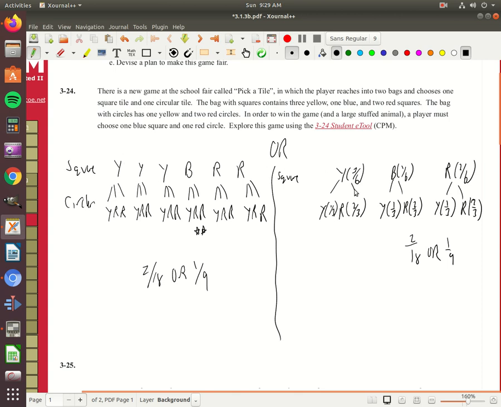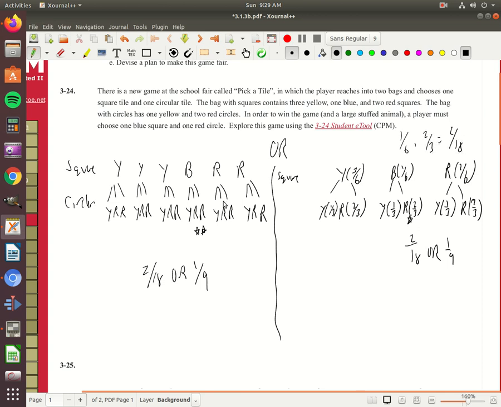Now, the square, again, you can see it's the same information. 3 of these 6 are yellow, 1 of these 6 is blue, and 2 of these 6 are red. From there, you're either going to get a yellow or red. 1 of the 3 is yellow, 2 of the 3 are red. So I get the same thing. And again, to win, you need to end up right here. 1/6 times 2/3. And obviously 1/6 times 2/3 is going to equal 2/18.